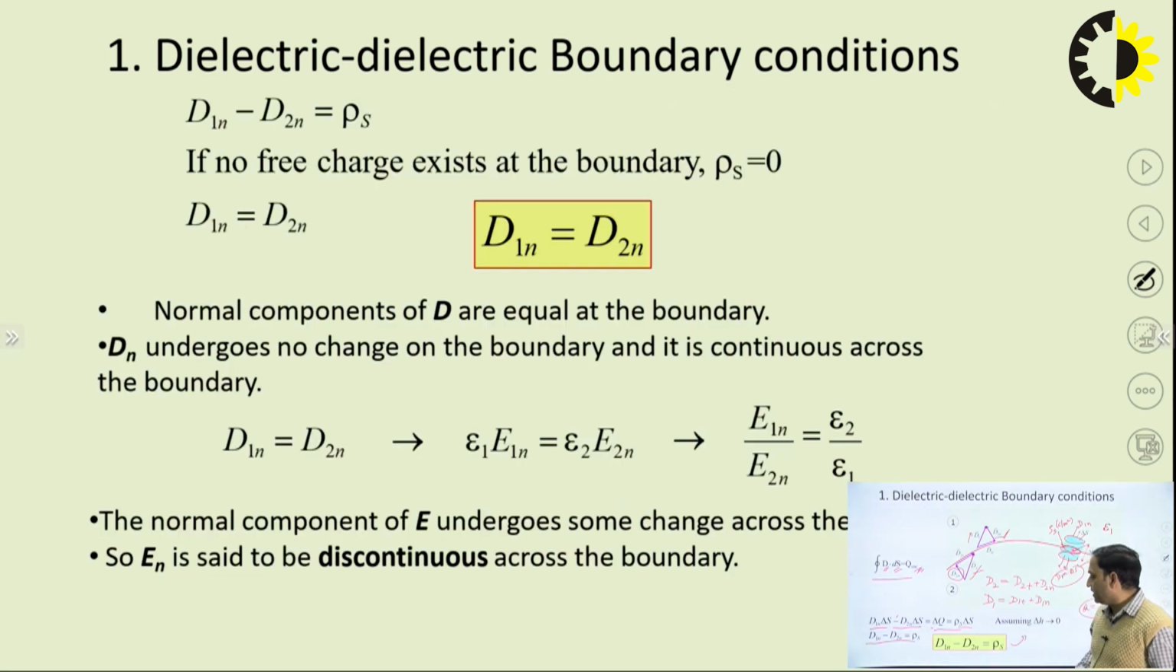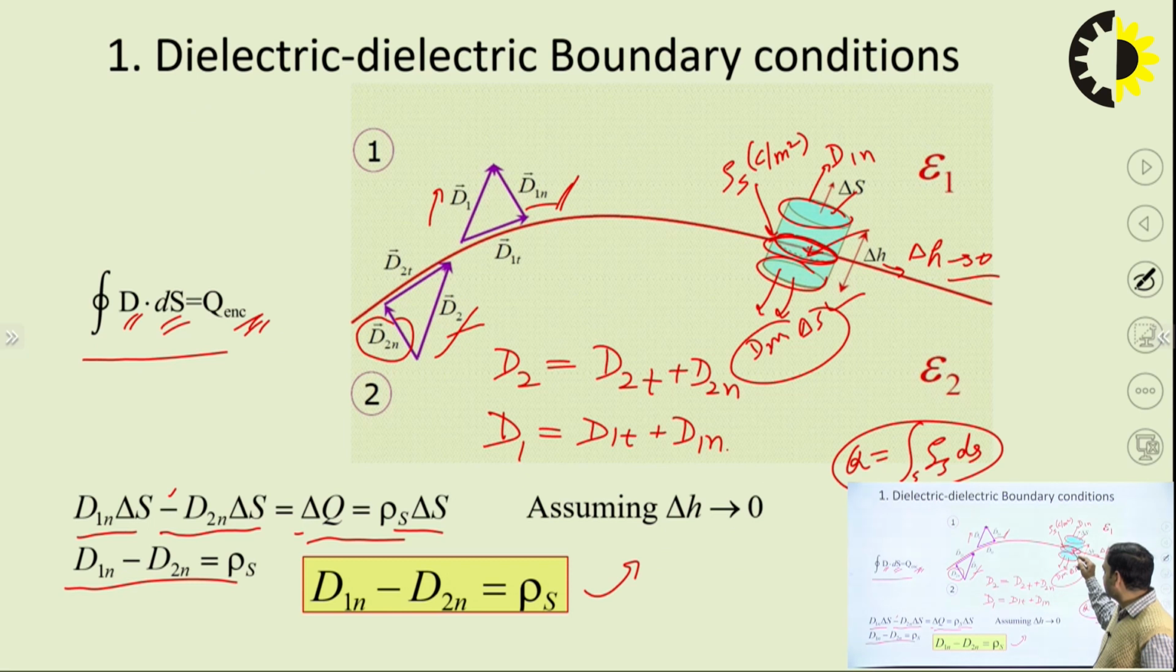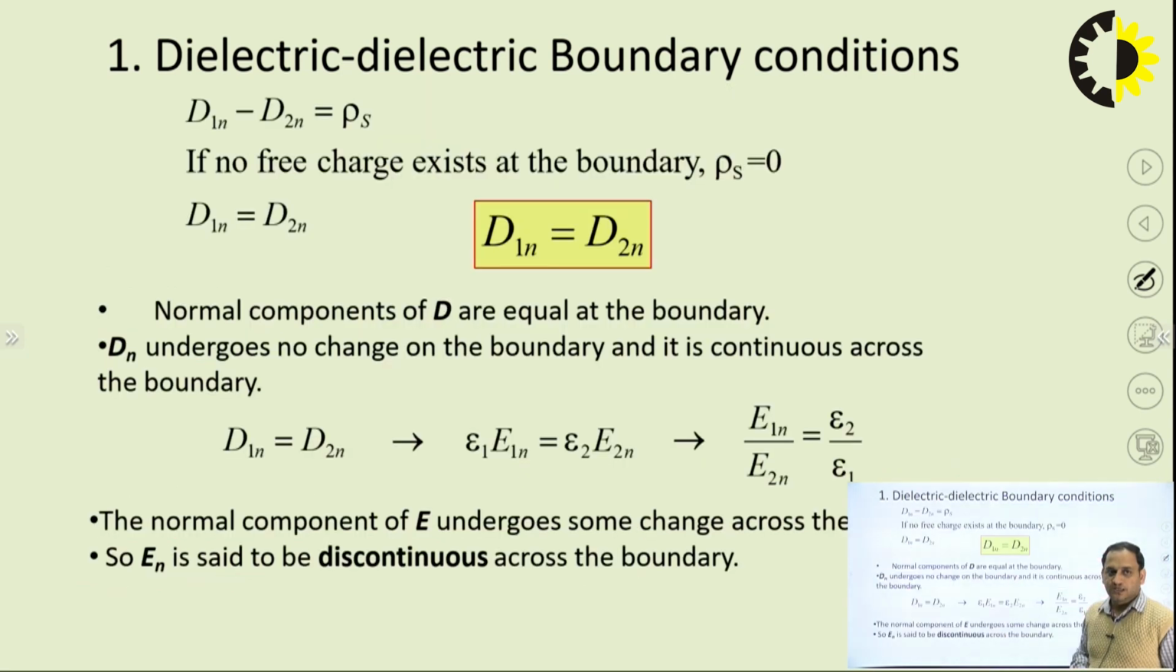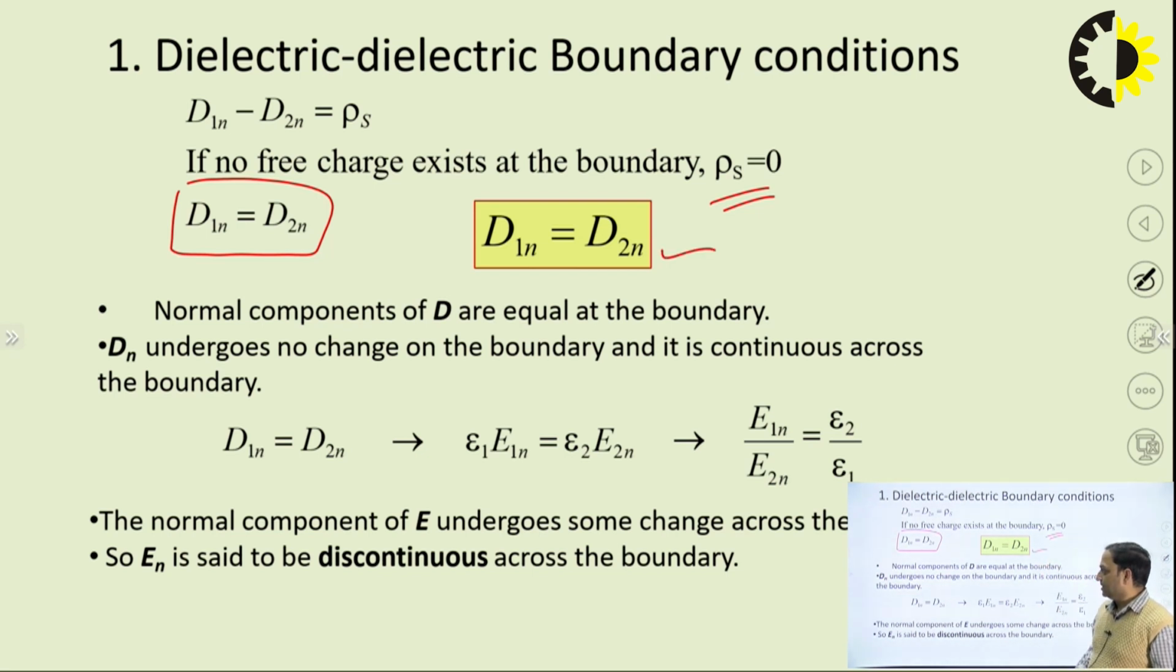Now we have a special case. We are assuming the region is charge free, so there is no charge present at the interface. In this case rho S will be equal to 0. There is no surface charge. So when rho S is 0, the expression which we got is D1N is equal to D2N. So we can say that the normal component of electric flux density is continuous at the interface.